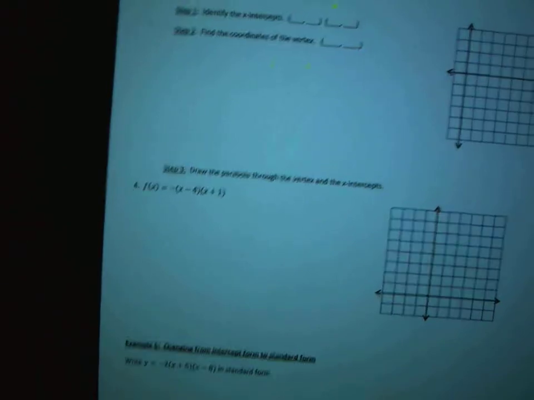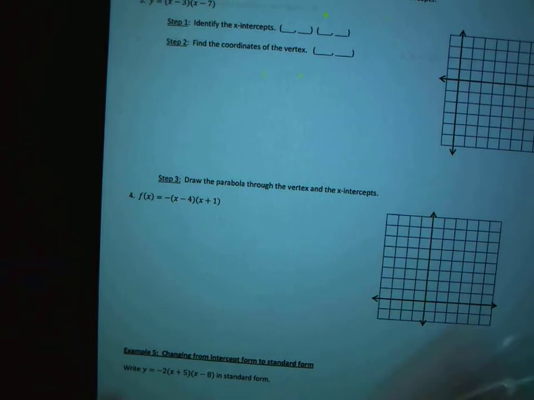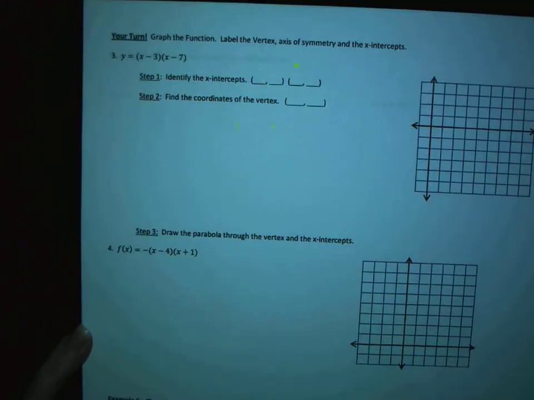Now it's your turn. Okay, go ahead, graph these out. They're real simple. Go back and look at the pages before if you need. So go ahead and pause the video and start to play after you've worked it out yourself. All right, let's see how you did.